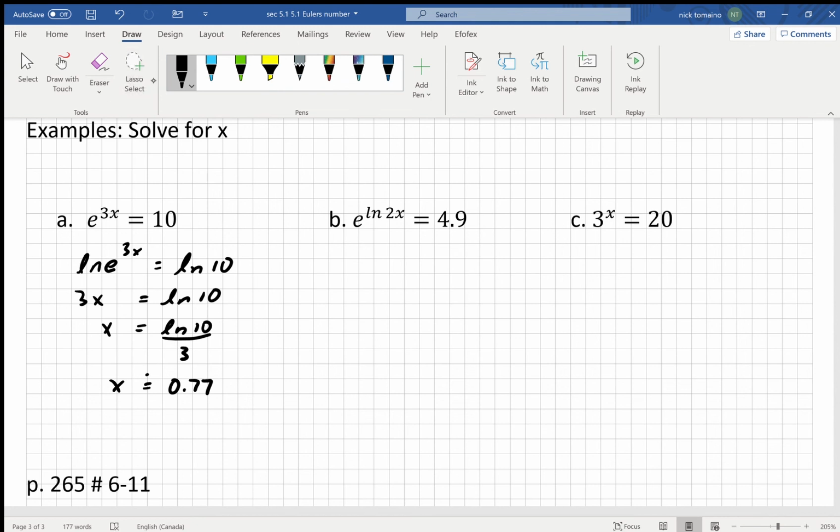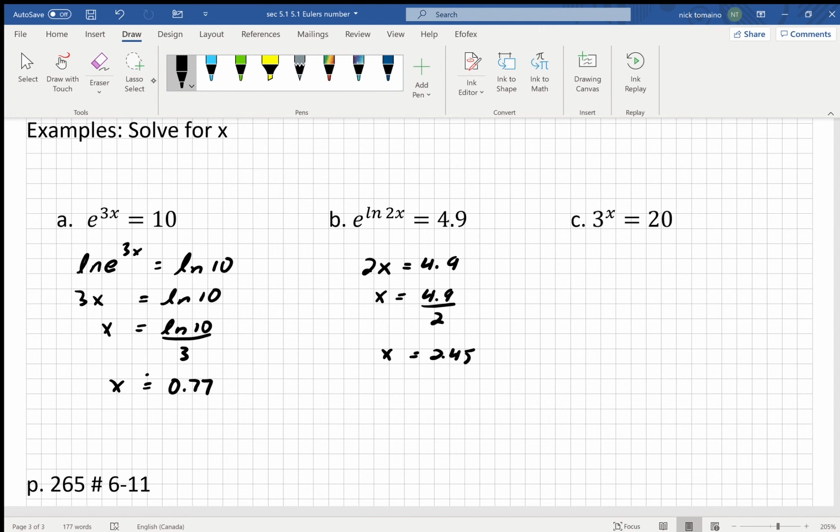Okay, next one here, here's our rule. So we have that this simply 2x is equal to 4.9, which means x is equal to 4.9 divided by 2, which means x is equal to 2.45. Good.